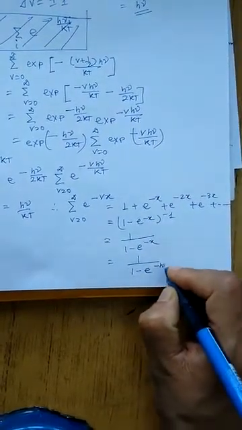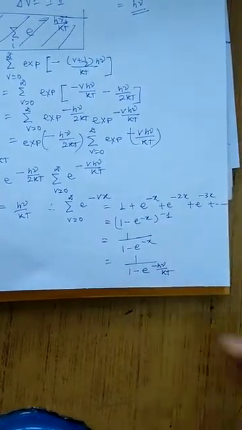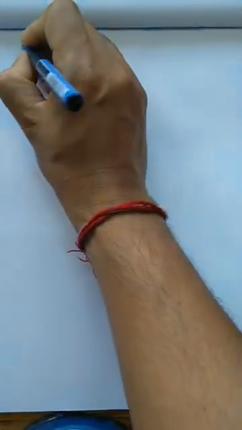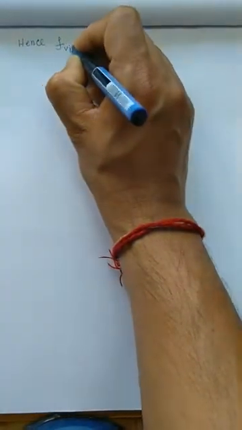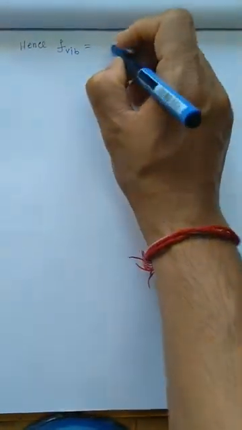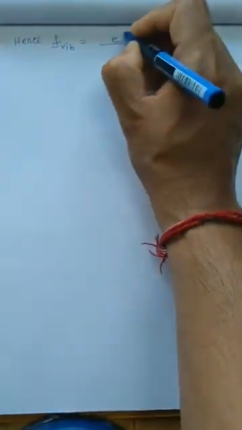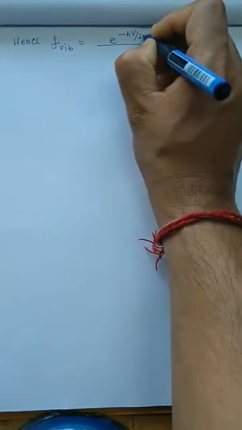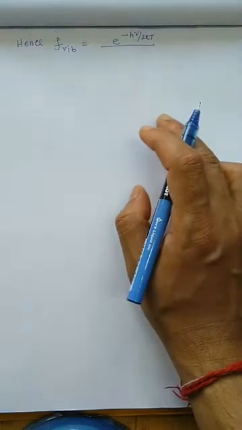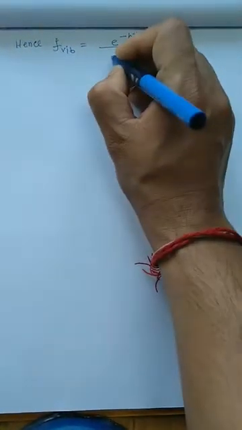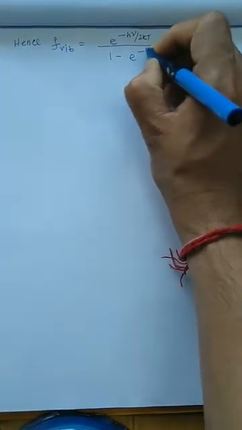Putting the value of x as h nu by kT, the vibrational partition function, f vib, equals e to the power minus h nu by 2kT, which was already present before as a constant quantity, and from this calculation we got 1 minus e to the power minus h nu by kT to the power minus 1.